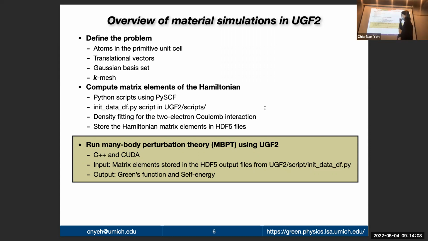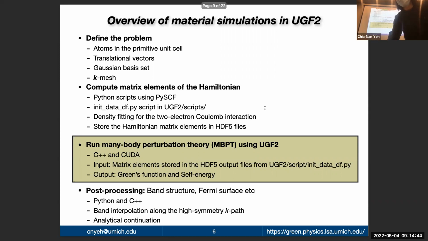And then once you define your problem, you have to compute the matrix element of your Hamiltonian. And in this step, we're using a Python script, stored in this UGF2 repository, init_data_df.py, and this is based on PySCF. And this one will calculate all the matrix elements of your Hamiltonian, as well as this density two-body integrals. We'll store everything in the HDF5 files, and then this UGF2 C++ code will just read all of them, and then do the calculations, returning the Green's function and self-energy.